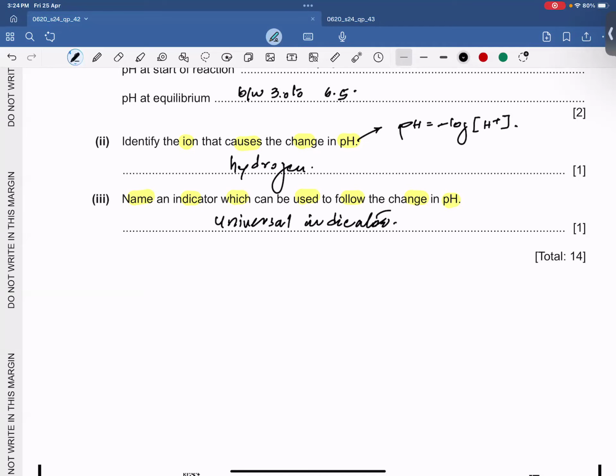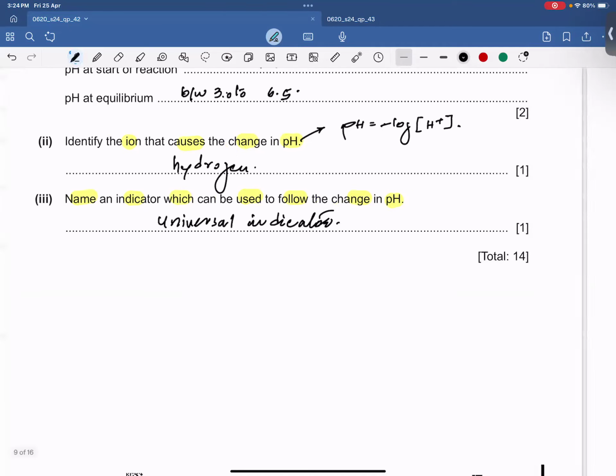That's the end of question number 4. Let's move on to the next question. That is question number 5.